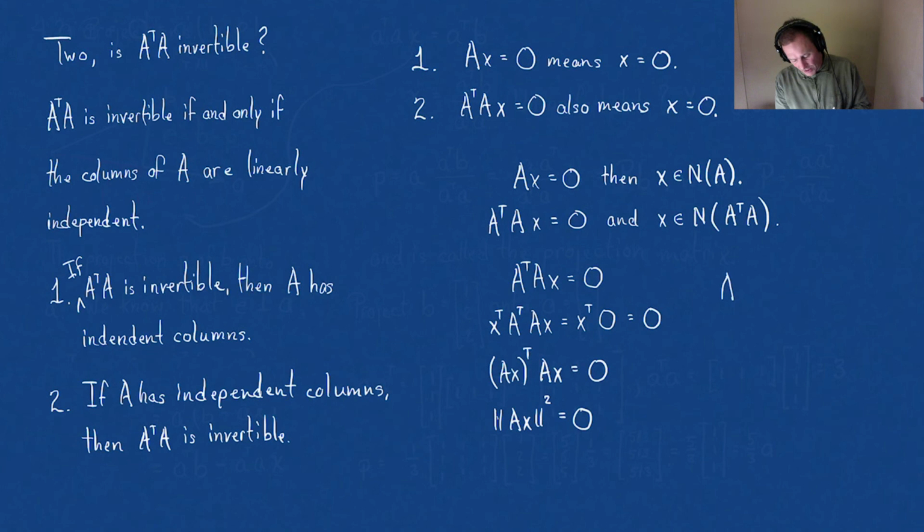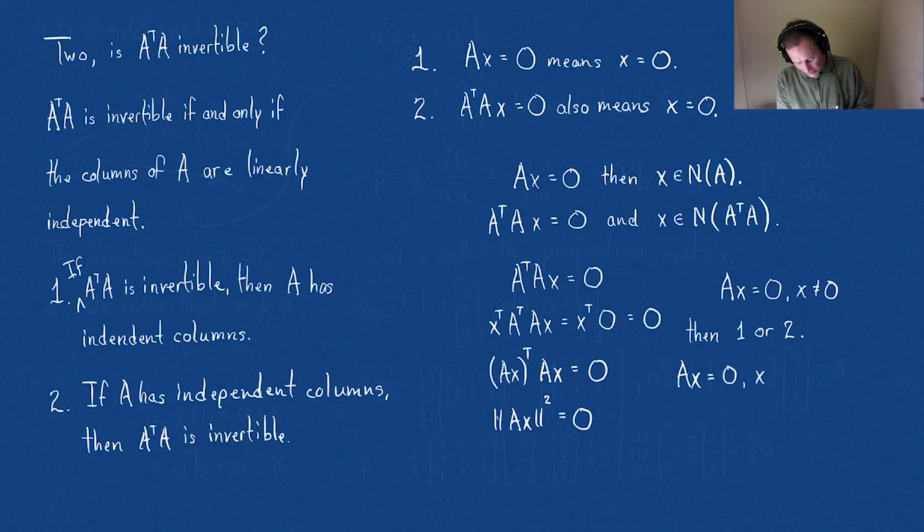So if we have this problem where AX equals 0 and X is not 0, then we can't prove number 1 or number 2. But if we have the case where AX does equal 0 and X is only the 0 vector, then because that X is in both null spaces, what we can say is that 1 and 2 are satisfied.